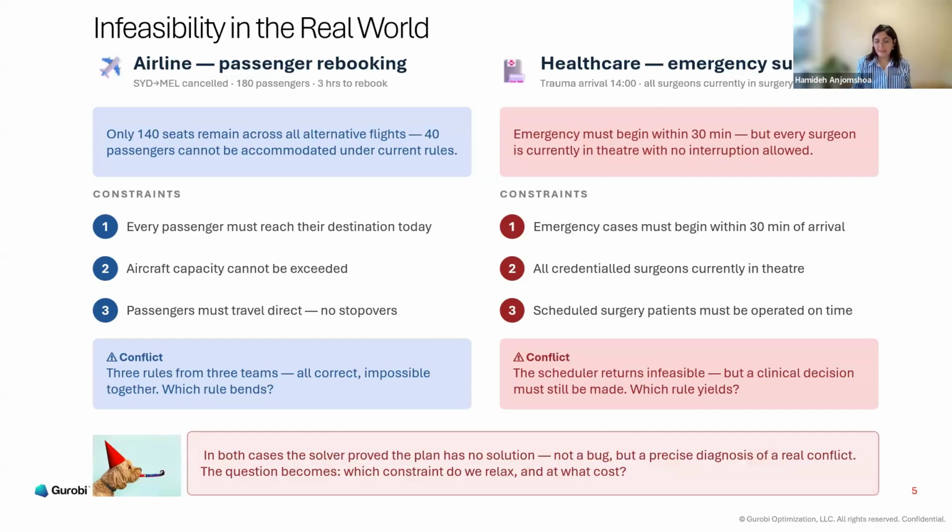In both scenarios that I explained here, the solver proves the plan has no solution. That's not a bug. This is exactly a diagnosis of a real conflict that is happening. So the question here is, which constraint do we relax and at what cost, and not just second-guess it, but actually see the reality of the options that we have.